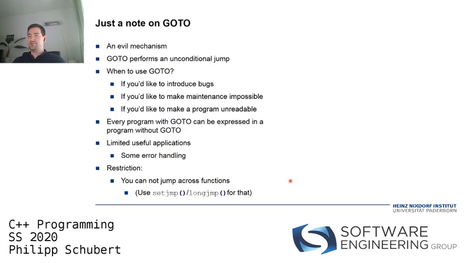If you need to use jumps across functions, you can use setjmp and longjmp. So I don't recommend that, and I don't explain it in any more detail here. Look it up. It's some C style stuff.